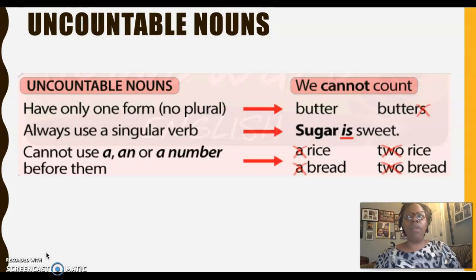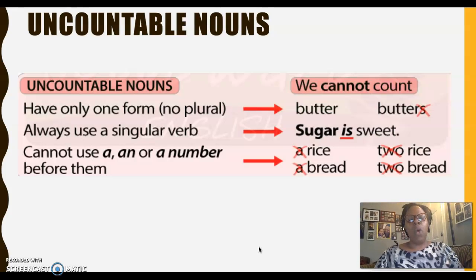And so when you use an uncountable noun, you're going to use the word is. So you would talk about sugar. You would say sugar is sweet because sugar is an uncountable noun. And you're going to use is because it is singular.